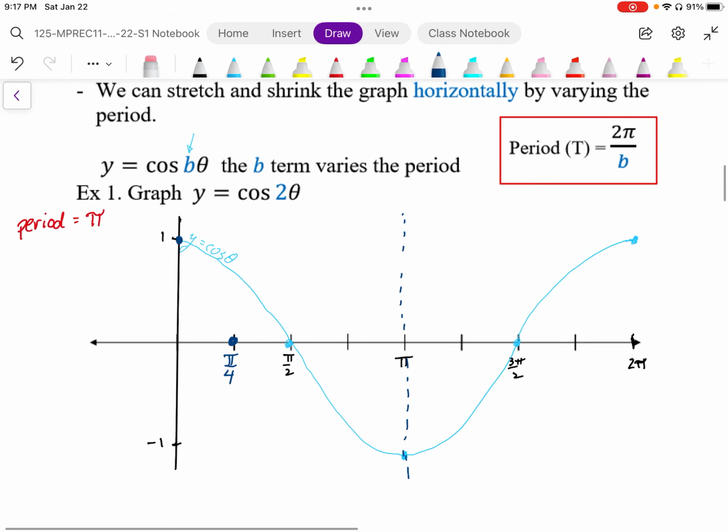Okay, so then what we're going to do is take every one of these reference points. The point at pi and -1 gets compressed to pi over 2 and -1. The point at 3 pi over 2 and 0 gets compressed to 3 pi over 4. And then the 2 pi point gets compressed to pi. So we end up with our 4 quadrants that look like this. Okay, so we have a horizontal compression of 1/2.